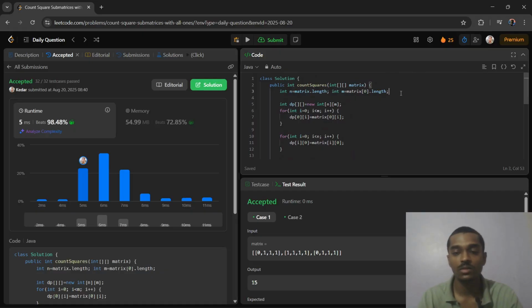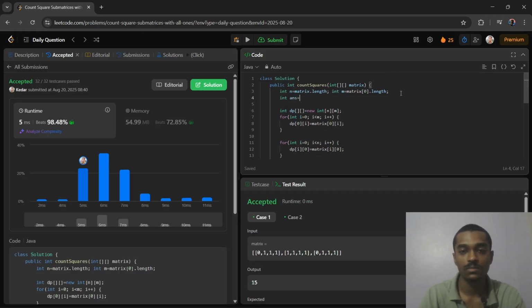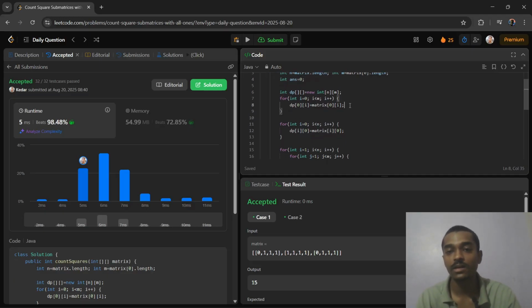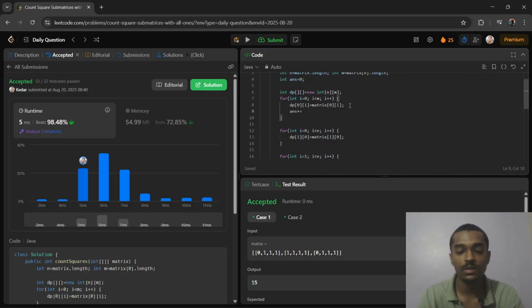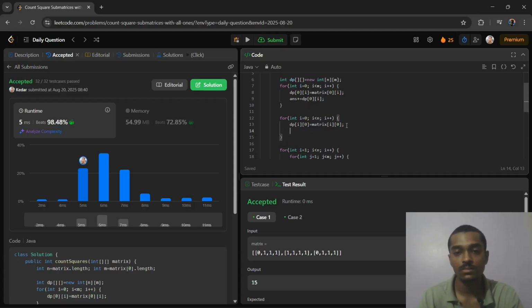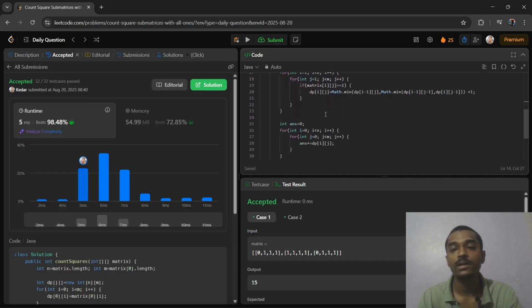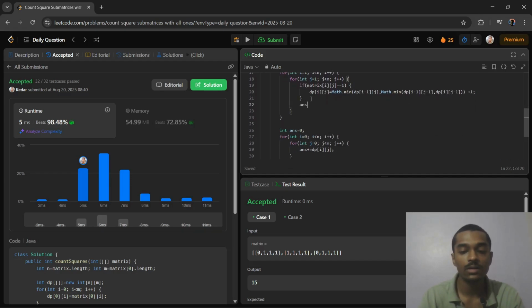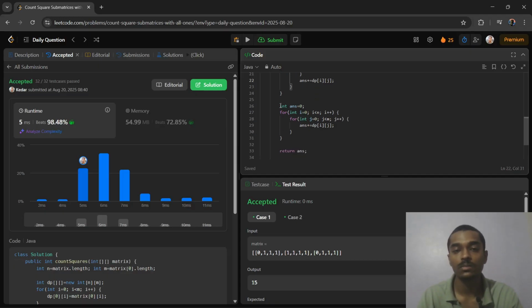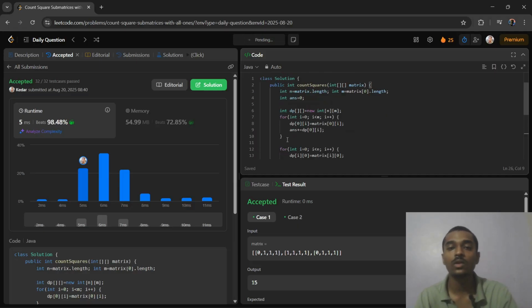We can also calculate our answer while filling, so we don't have to traverse again and again. We can just say answer plus equal to dp of 0 comma i. We can write here answer plus equal to dp of i comma 0. And when we calculate it, we can directly say dp of i comma j, since we are calculating it here. This is also going to work.